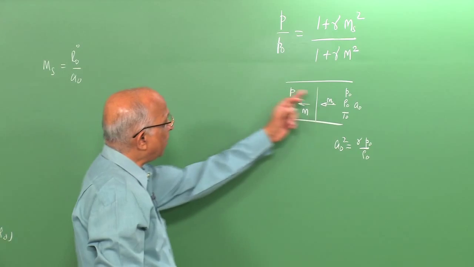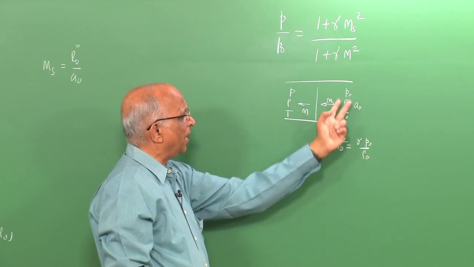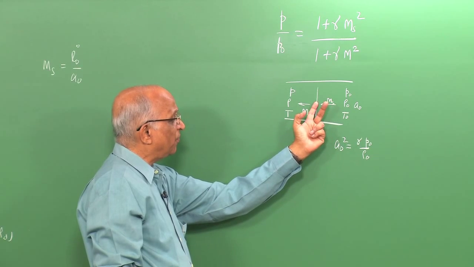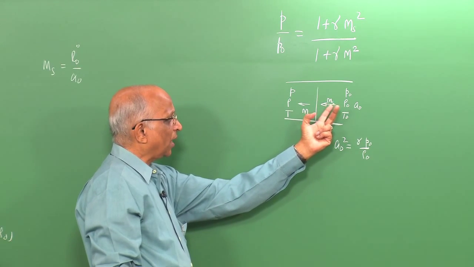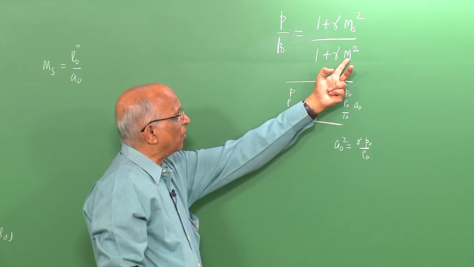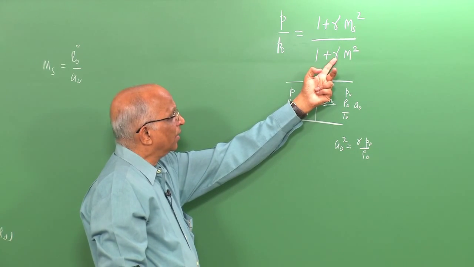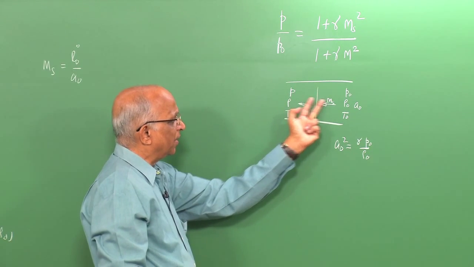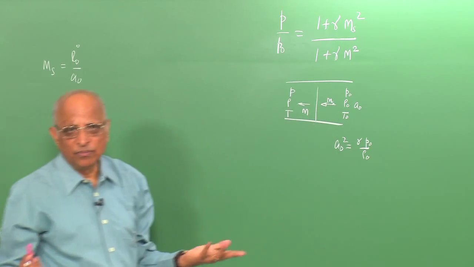Therefore, we found P by P 0 is given by 1 plus gamma ms square, that is the Mach number of the gases which is moving in the frame of reference of the shock towards the shock at a Mach number ms, and leaving the shock at a value of m. Well, gamma we considered to be the specific heat ratio, and being a perfect gas, we assumed that gamma here and gamma here are the same.